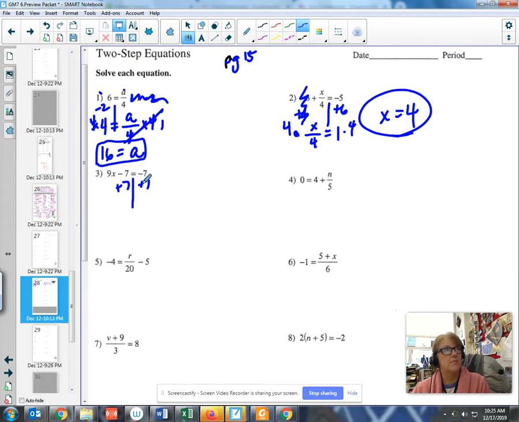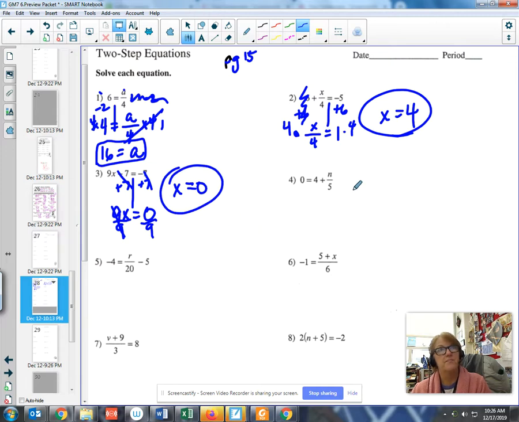Don't freak out on number 3 when you realize you're left with this, 0. I'm asking you 9 times what number equals 0. And when you go to divide each one, you get x is 0.